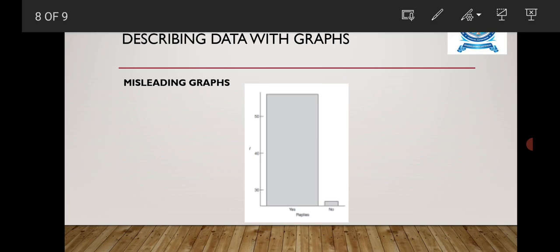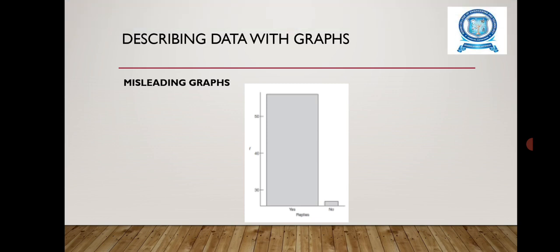Misleading graphs: graphs can be constructed in an unscrupulous manner to support a particular point of view. The popular saying is that numbers don't lie, but statistics do. There are three kinds of lies: lies, damned lies, and statistics.